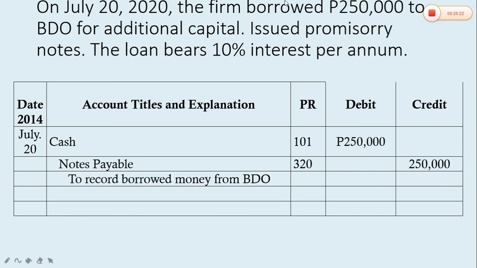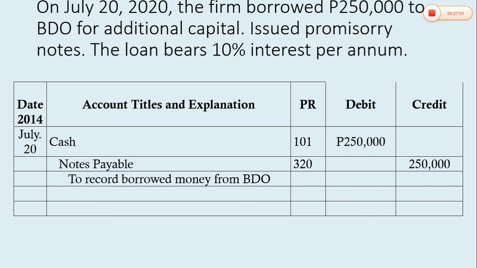Okay, next. On July 2020, the firm borrowed 250,000 from BDO for additional capital. Issued promissory notes. The loan bears 10% interest per annum. Now, sa mga transactions nga ingon ani, during journal entry, ayaw palibog sa the loan bears 10% interest per annum. You have to consider first kung unsay nahitabo on that day. On July 2020, unsa may nahitabo? Si Salvino Accounting Firm nanghulam og kwarta kay BDO as an additional capital, amounting 250,000.